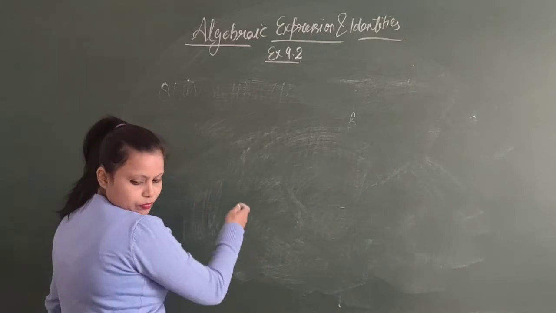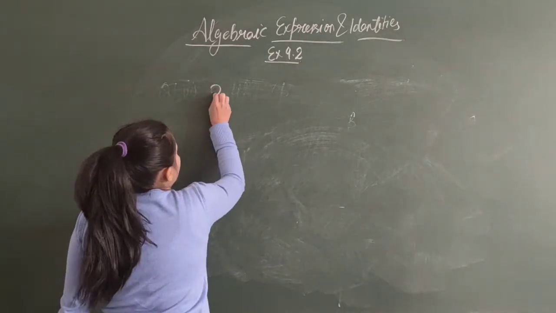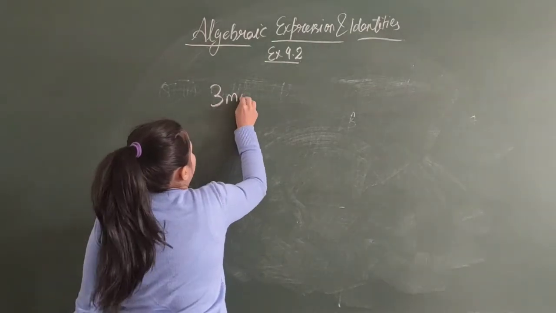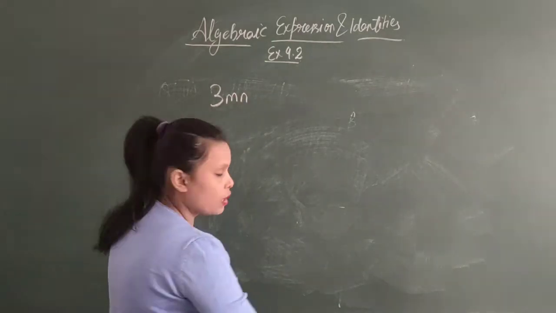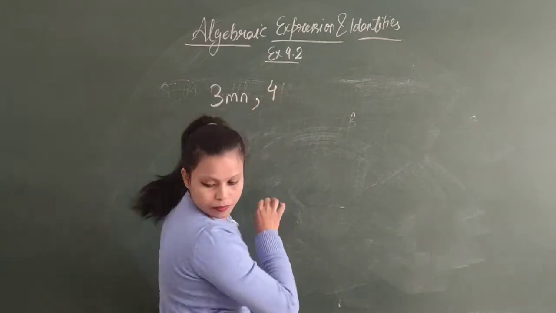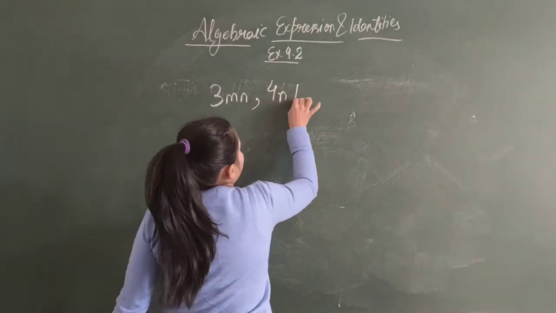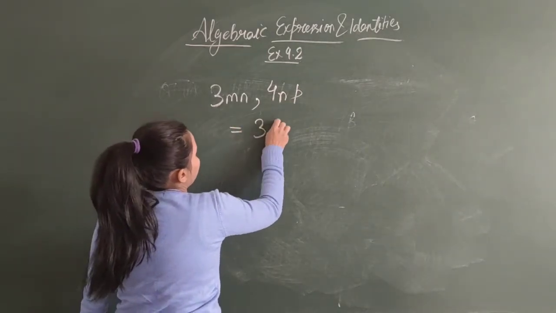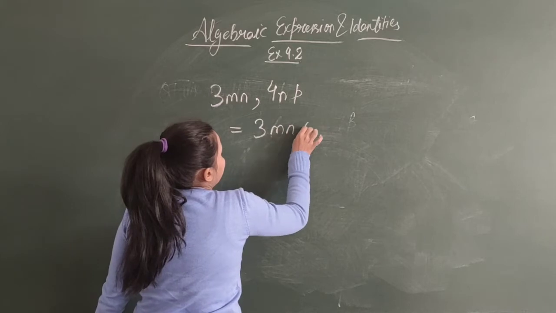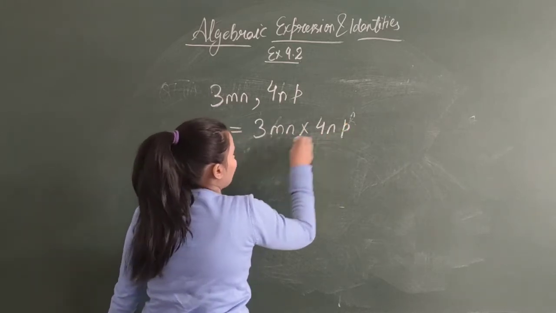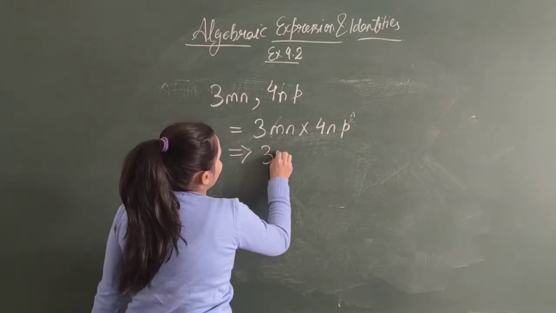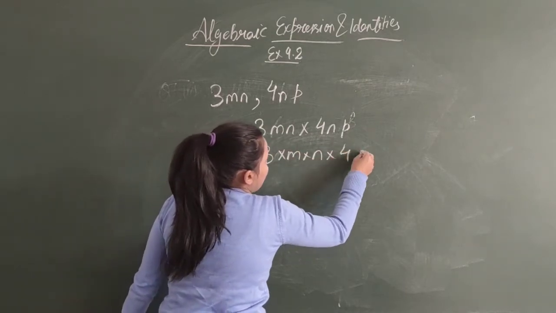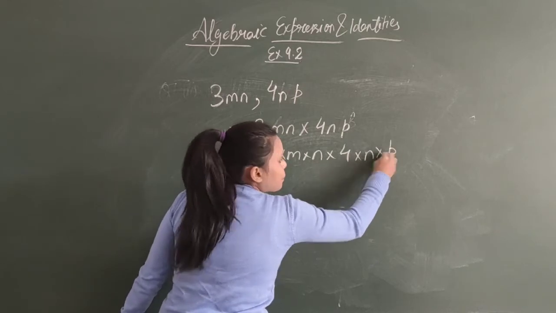Last part. Alright, this is given 3mn and 4np. Alright, so 3mn multiply 4np, or we can write it as 3 multiply m multiply n multiply 4 multiply n multiply p, right?